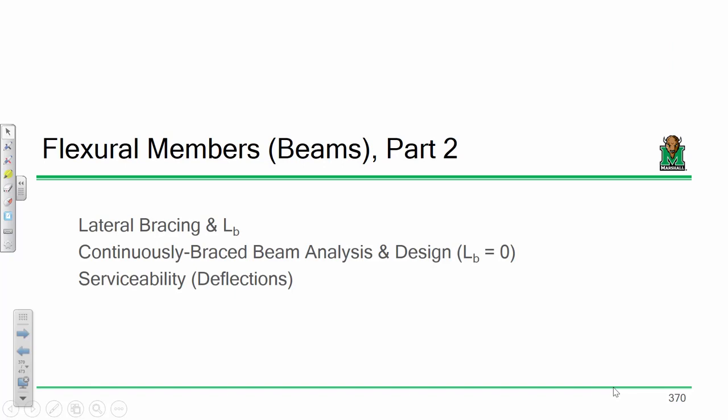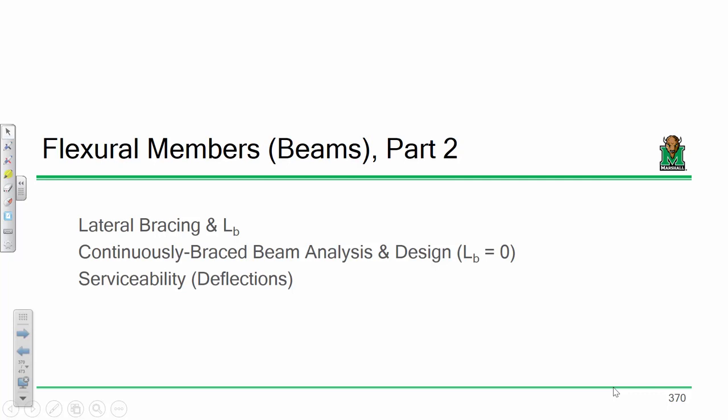Everybody good? All right. So I want to talk a little bit about beam capacity. In order to do that, let's just sort of map out where we're going. Ultimately, I want you all to be able to design a beam. You have a beam that's 20 foot long, whatever loads on it. You need to be able to select the most economical section.